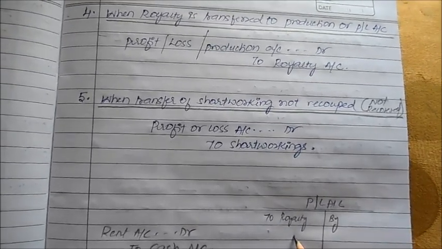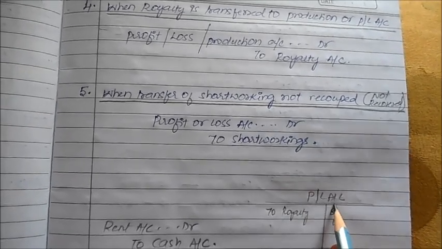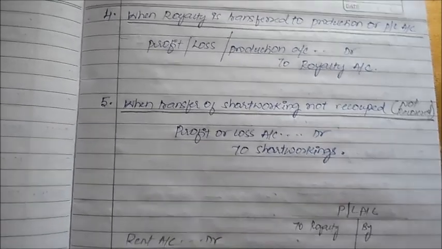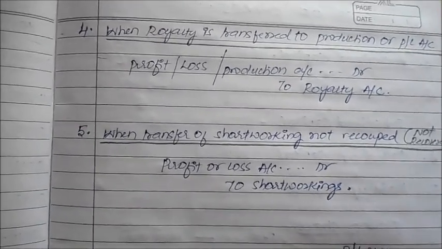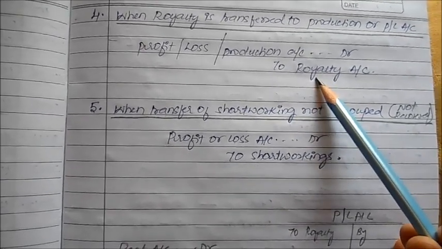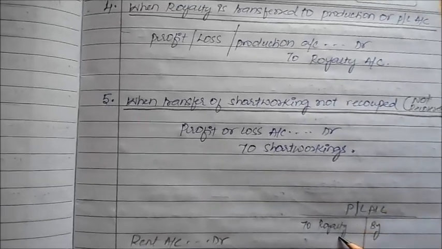So P&L account debit to royalty. Now here in the chapter royalty account, profit or loss account is also called the production account. I hope you don't get confused between the two words. Profit and loss account is also called the production account. And if we are transferring our expenses, it will be like this: profit and loss account debit to royalty.